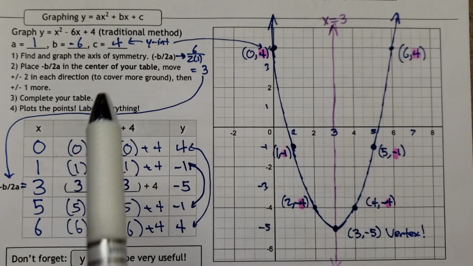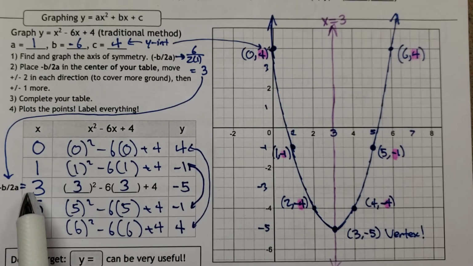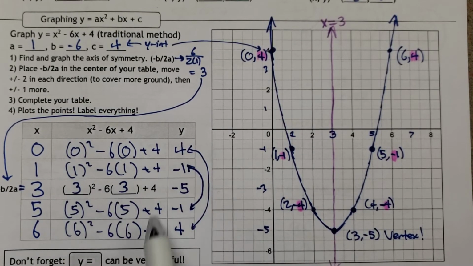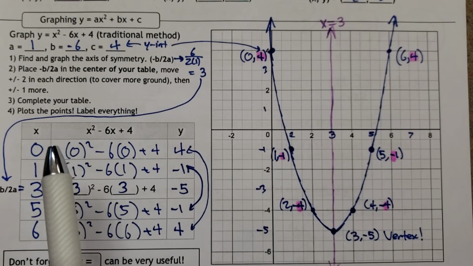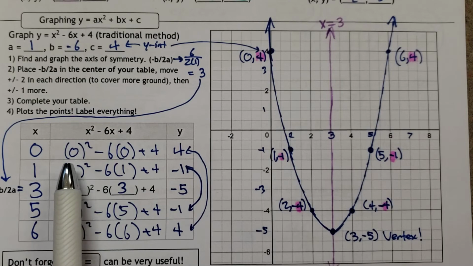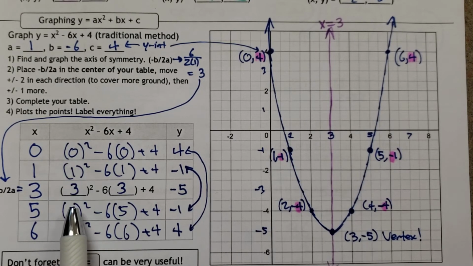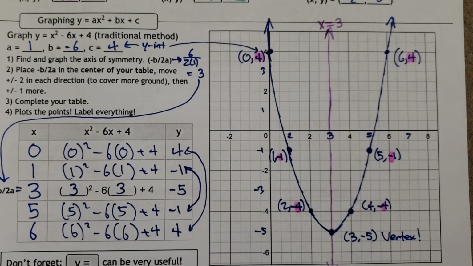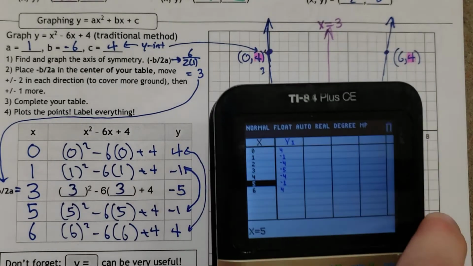So again, vertex finder, throw it in the middle, fill out some x values, fill out the y values, plug in carefully. Again, the biggest thing with negatives: if you ever have negative x values, make sure you use parentheses when you square negatives, otherwise your coordinate points are going to be all over the place. You will be amazed how many people still make that mistake.